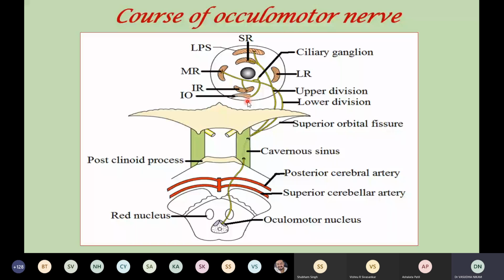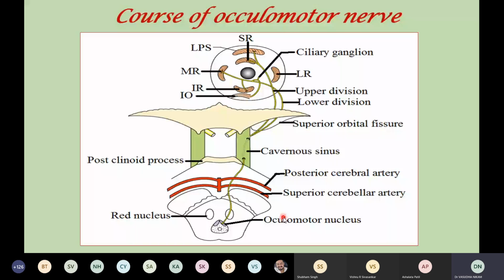If you trace the nerve which is going to the inferior oblique, this is the nerve here, you can identify. And now we have shown a dot-like structure labeled as ciliary ganglion. So this nerve to inferior oblique is responsible to carry parasympathetic fibers to the ciliary ganglion, which are going to supply sphincter pupillae and ciliaris muscle. Is it clear? So this is the course of the oculomotor nerve.